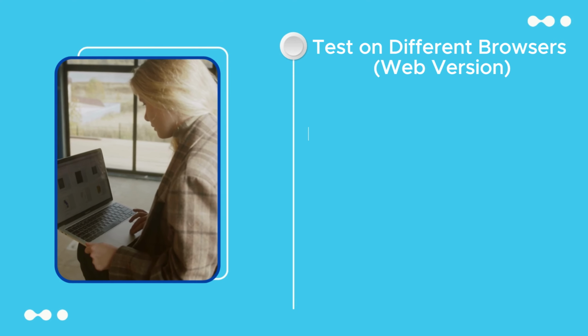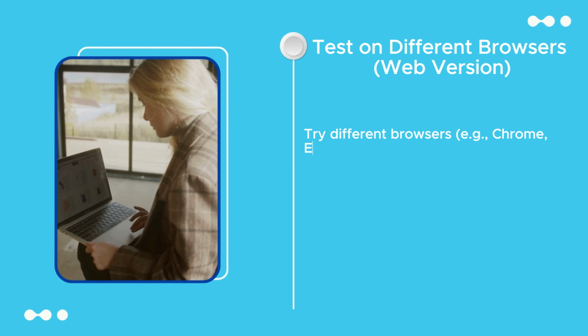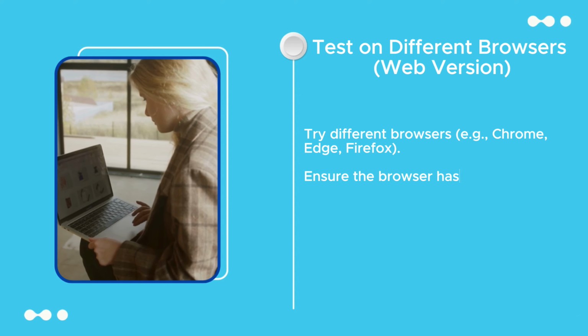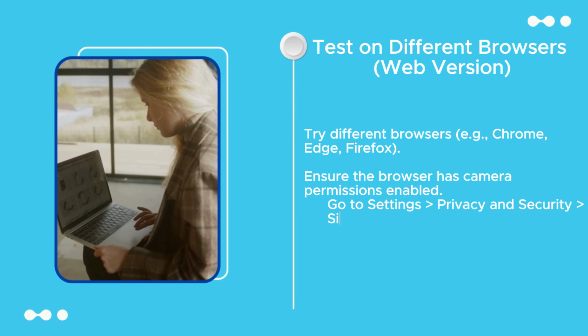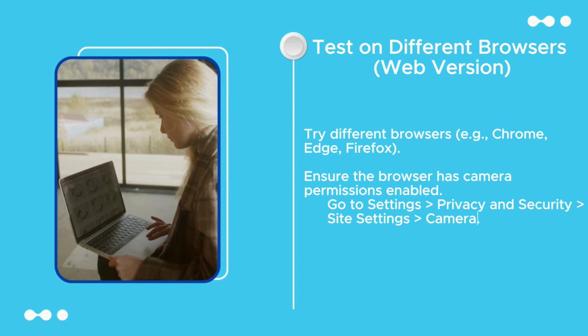Test on different browsers if using the web version. Try different browsers, for example Chrome, Edge, Firefox. Ensure the browser has camera permissions enabled. Go to Settings, Privacy and Security, Site Settings, Camera.